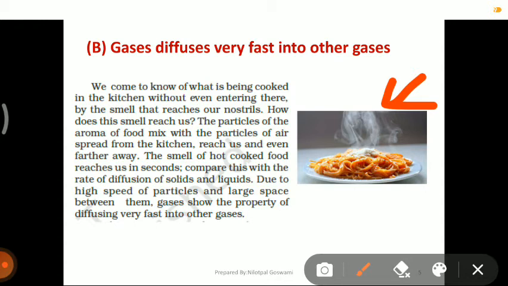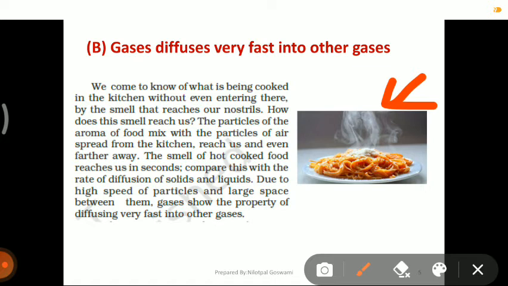So why does this take place? This takes place because diffusion of gas particles in gas takes place at a very high speed. And this happens at a very high speed because the particles of gases have a very high velocity, they can move very quickly, and the spaces between the gas particles are larger.